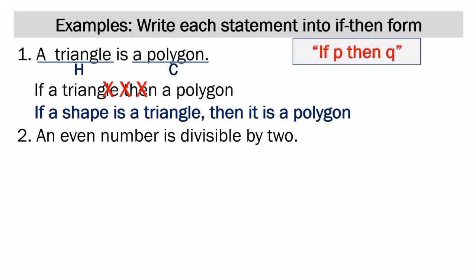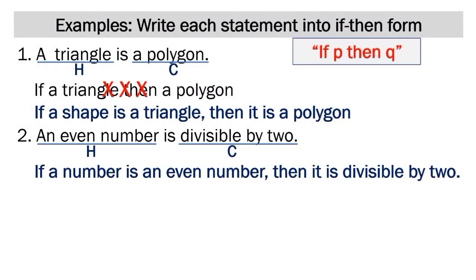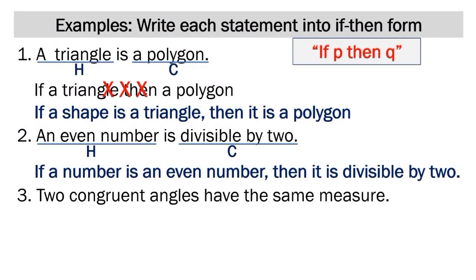Number 2. An even number is divisible by 2. The hypothesis is an even number, and the conclusion is divisible by 2. Therefore, the if and then form of it is, if a number is an even number, then it is divisible by 2. Number 3. Two congruent angles have the same measure.